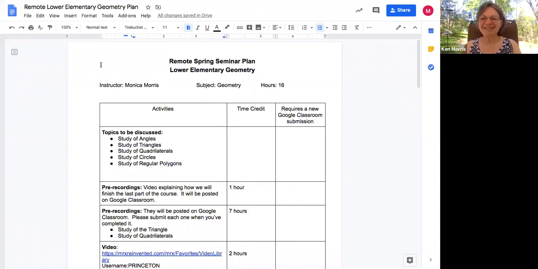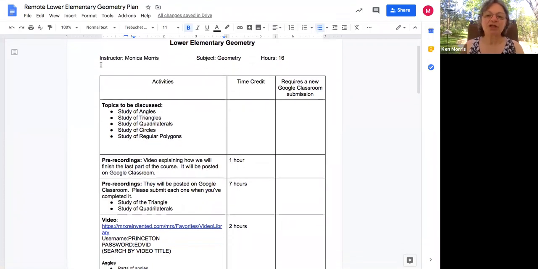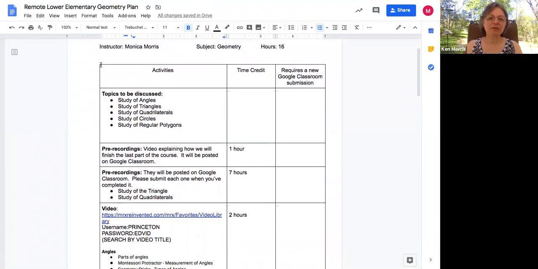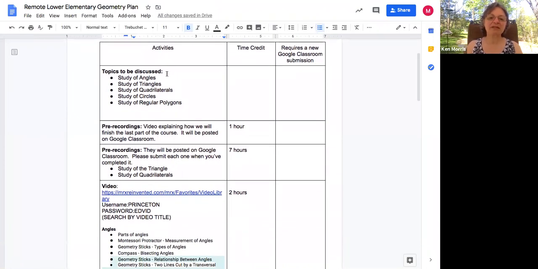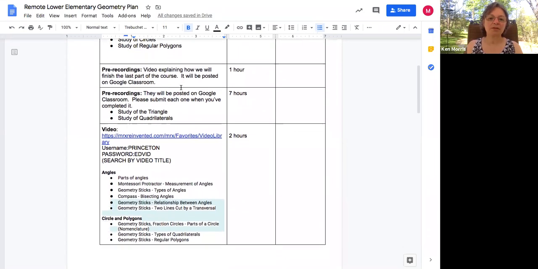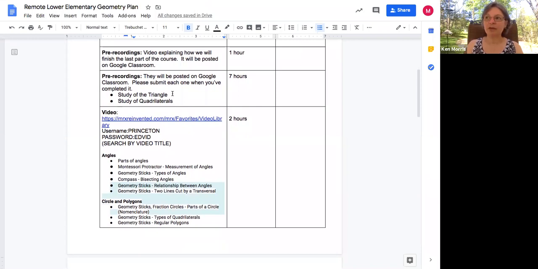Anyway, so here is the plan for the geometry. Now, for the geometry, we have these topics left to discuss: the study of angles, the study of triangles, study of quadrilaterals, circles, and regular polygons. So I will be recording and posting on Google Classroom the lessons associated with the study of the triangle and the study of the quadrilaterals. Okay, so those will be my videos, which I will post the lessons for.